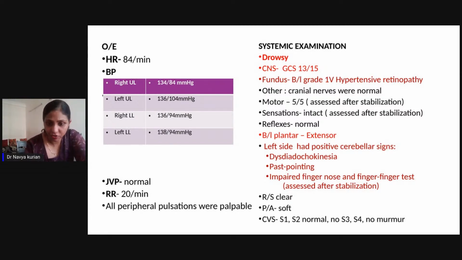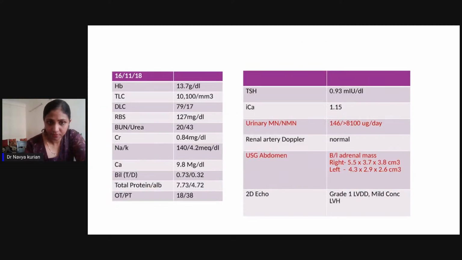Other systemic examinations were within normal limits. Her routine investigations were normal. In the context of paroxysms, bilateral suprarenal masses, and resistant hypertension, her 24-hour urinary metanephrine, normetanephrine collection was done, and it was more than 8,100 microgram per day. That is, it was more than 3 times upper limit of normal. So her biochemical diagnosis was done. She was having increased catecholamine levels. So we proceeded for anatomical localization.